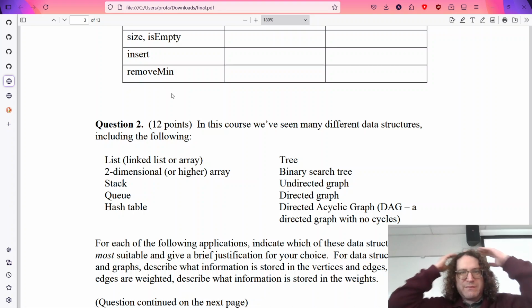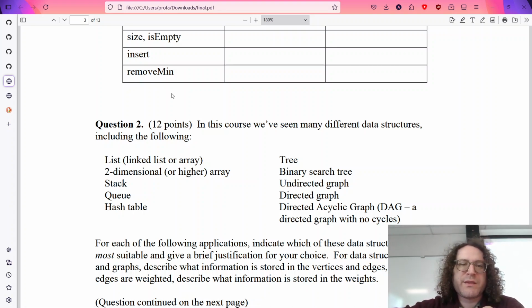So in this course, we've seen many different types of data structures, including the following: list, linked list or array, two-dimensional or higher array, a stack, a queue, a hash table. That's our hash map, right? Different schools refer to it as different things. In Python, we call those dictionaries. Tree, binary search tree, undirected graph, directed acyclic graph.